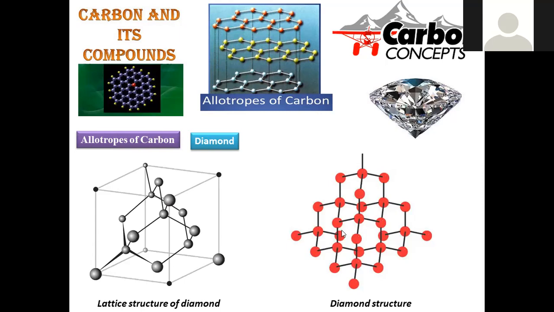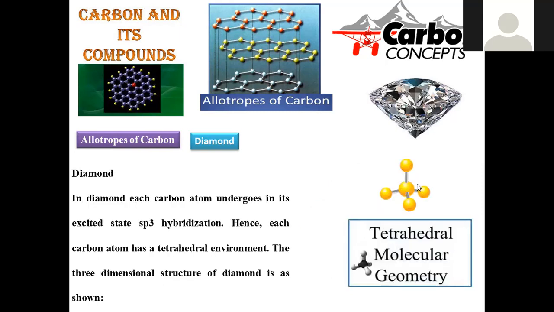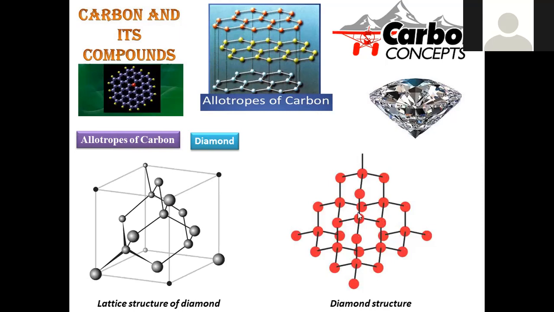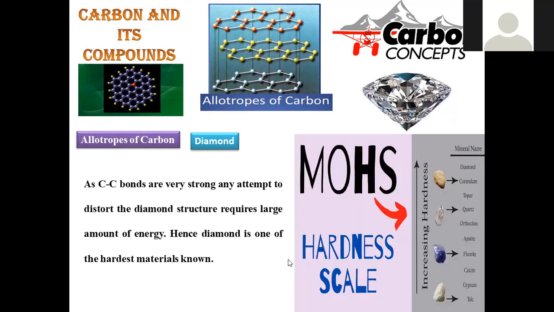Extended tetrahedral, we can say. Tetrahedral denotes simply 4 bonds around the central atom. But here extended tetrahedral means it will be extended in all possible directions, so that a linked network appears. This is the structural dimension for diamond.